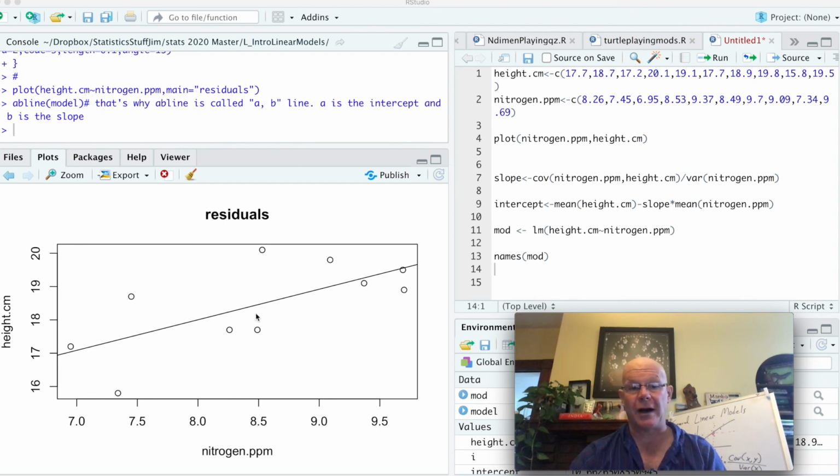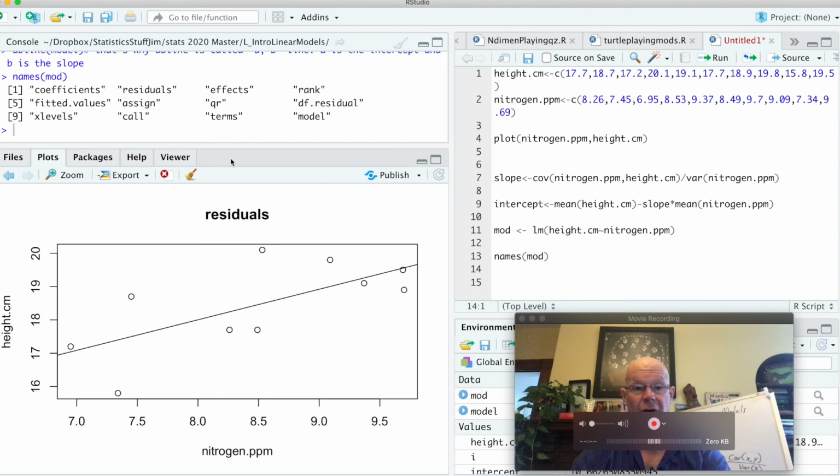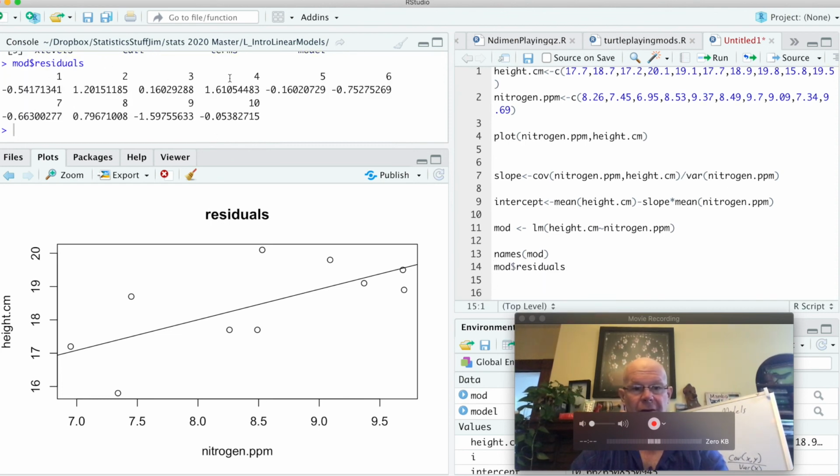And that's why it's often referred to as the residuals. It's actually called the residuals in R, because it's the leftover variation. If we were to look at the residuals, I could say mod$residuals. These are the values across all of our data for what the residuals look like.